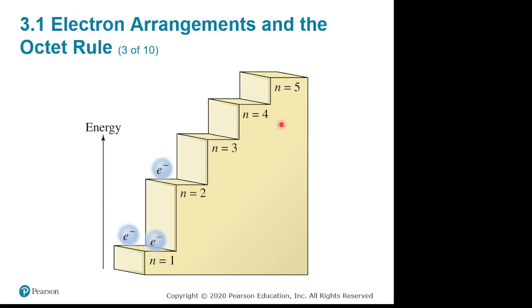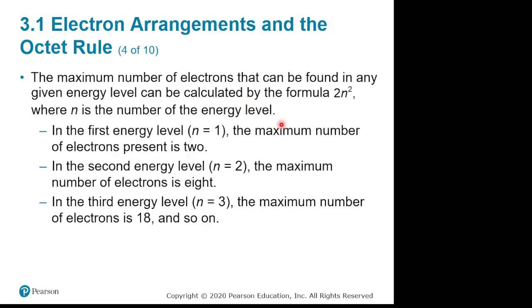Okay. So the maximum number of electrons that can be found in any given energy level is going to be calculated with the formula 2n to the second power. So n is going to be the number of the energy level. In the first energy level, that would be the one on period 1, where we have hydrogen and helium, right? You put 1 here, right? And this is to the second power, so still 1. 1 times 1 is 1. And then you multiply it by 2, and that's 2 electrons can exist in that.